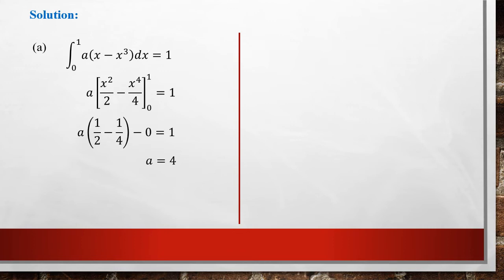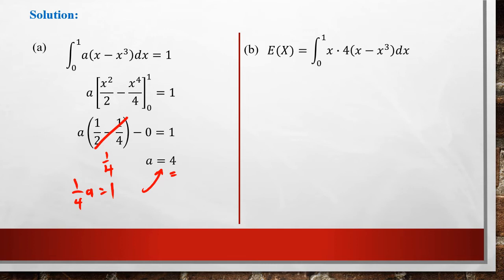Right? So this part we get 1 over 4. So 1 over 4a equal to 1, so a is equal to 4. So we have shown that a is indeed equal to 4. So for question B, they ask you to find the expectation.